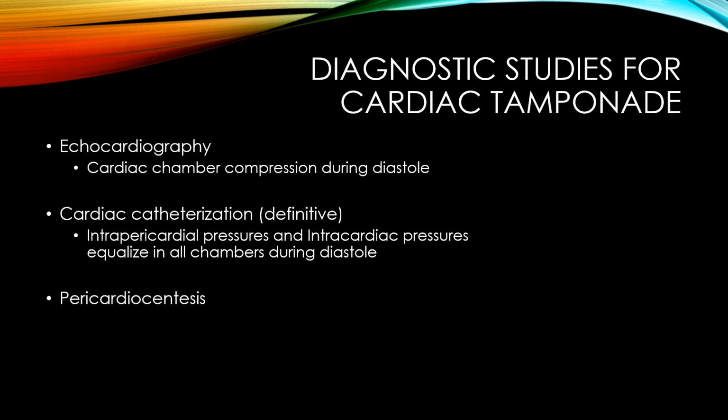Diagnostic studies for cardiac tamponade include echo, again, to look at the compression of the chambers and the amount of fluid that's accumulated. Cardiac catheterization is definitive because it can show you increased intrapericardial pressures and increased intracardiac pressures, and the pressures are equal in all chambers during diastole, which is uncommon. And then pericardiocentesis ultimately to remove a lot of the fluid compressing the heart and to help relieve that hemodynamic compromise.